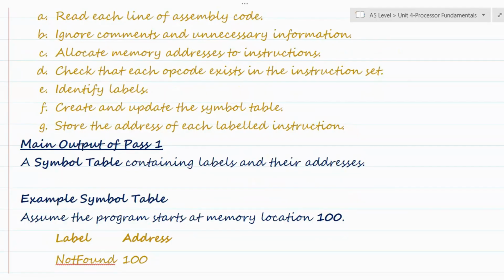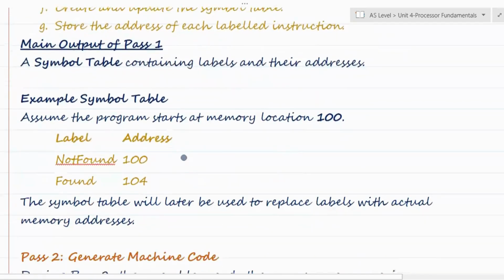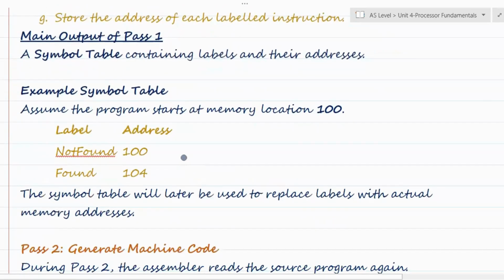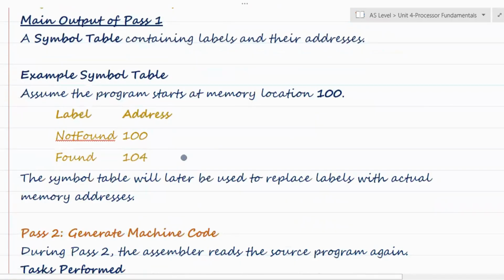Now, what is a symbol table? A symbol table basically stores labels along with their corresponding memory addresses. For example, the label not found is saved at memory address 100, and found is saved at memory address 104. Later, whenever the assembler encounters the label found, it can simply look up address 104 in this table. Very convenient, right?